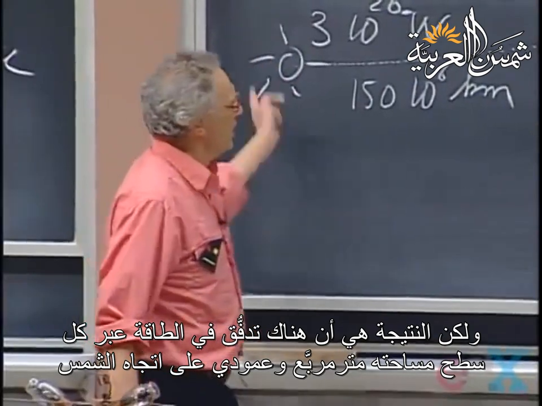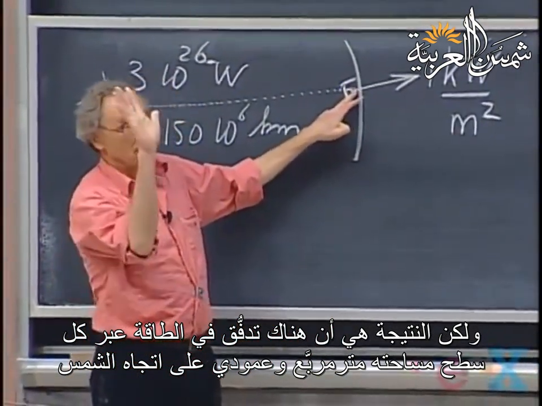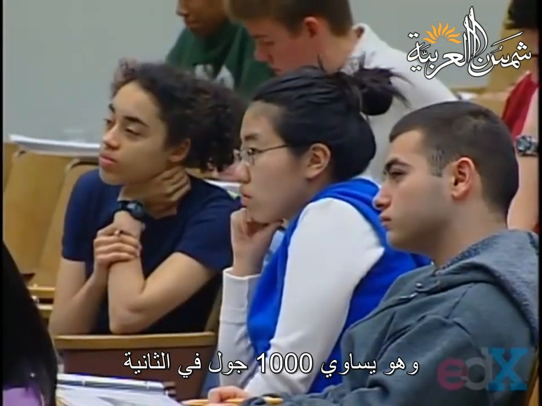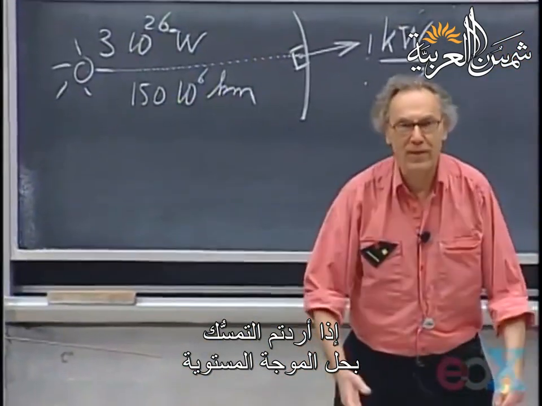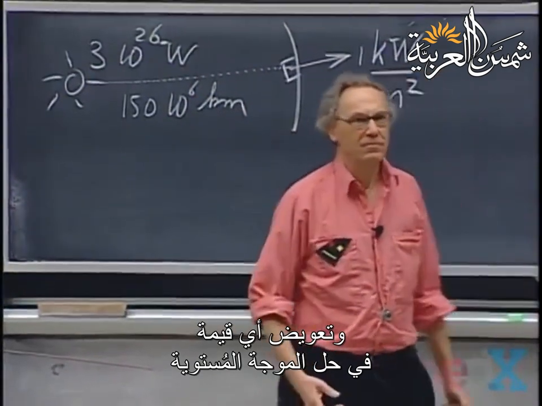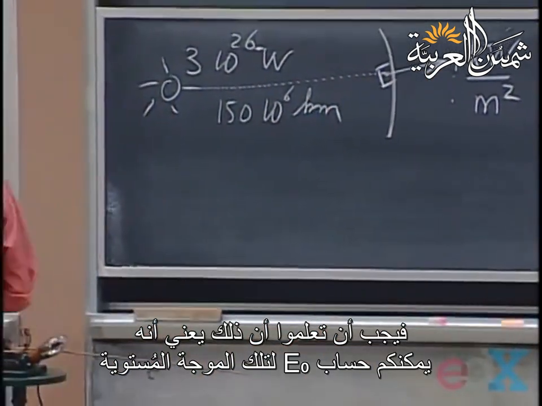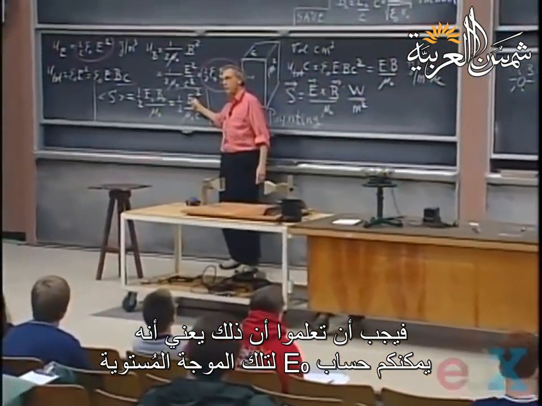But the result is that there is an energy flux. Every square meter aimed in the direction of the sun, 1,000 joules per second, will flow through that. If you want to hang on to the plane wave solution, and if you want to put any value at the plane wave solution, then you have to draw the consequence that you can then calculate the E0 of that plane wave.